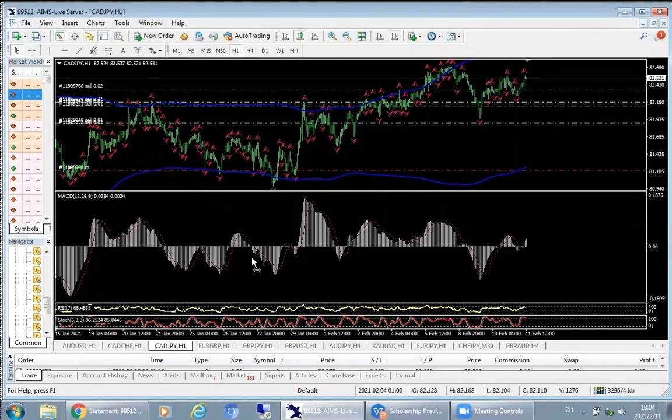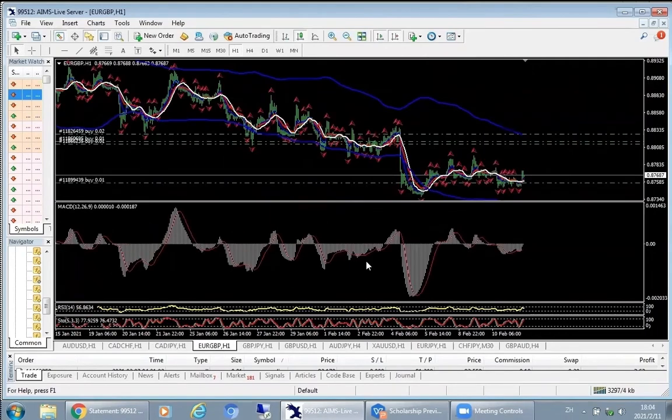Same for Euro Pound here. This is a trade for Euro Pound. Earlier on, when the price came down and touched the accumulation level, there was a buy trade done, but it did not hit the upper distribution level, the blue line here.